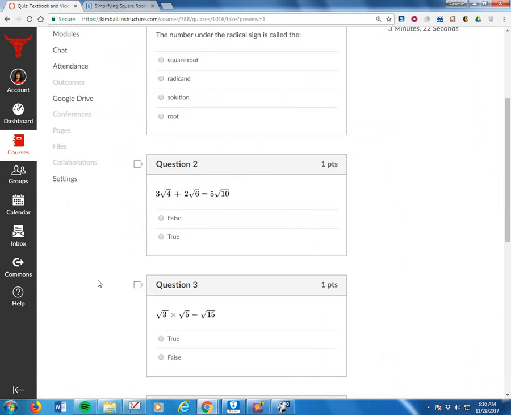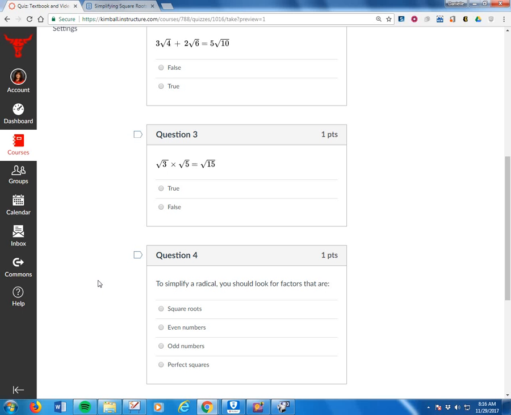Okay, question 3, is the square root of 3 times the square root of 5 the square root of 15? This is true. You can multiply radicands to get one simplified radical. Okay, but you can't add them.